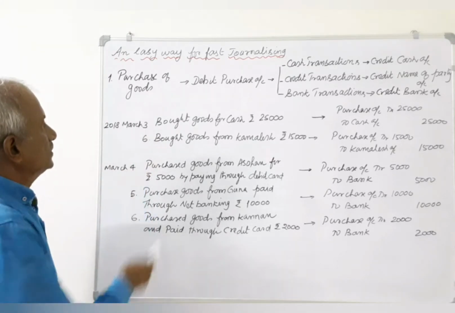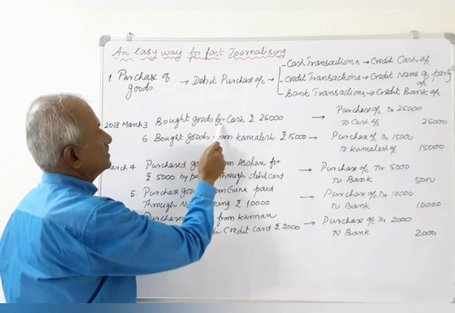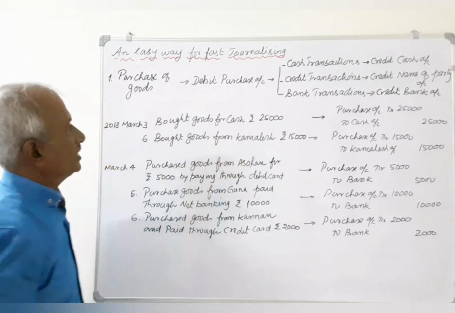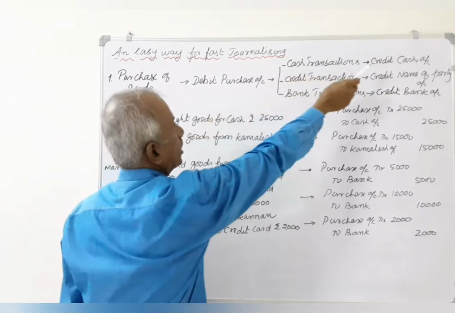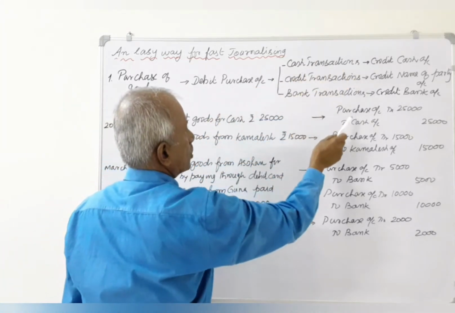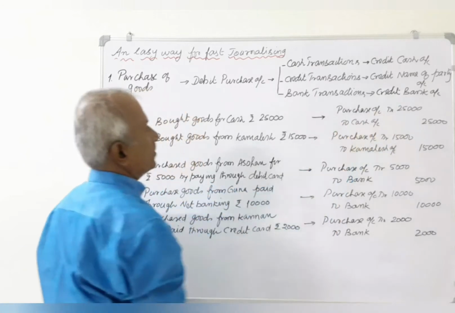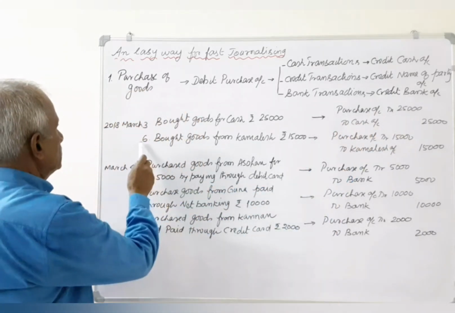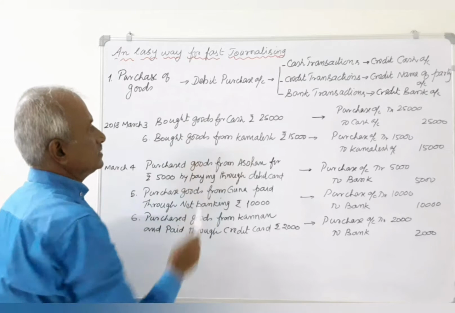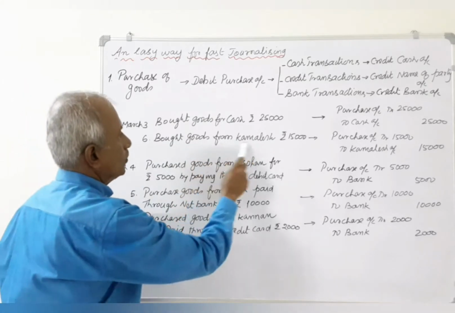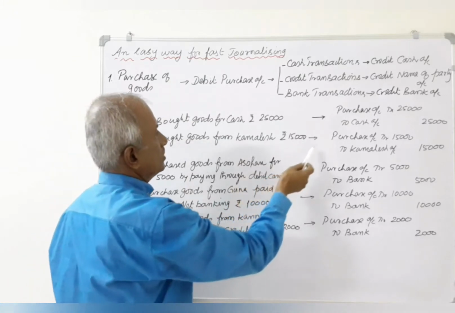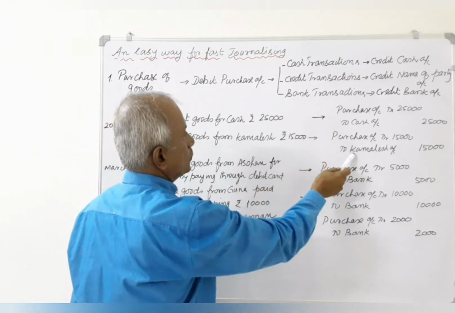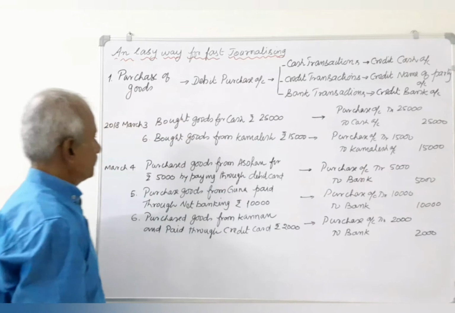2018 March 3rd, bought goods for cash. You are given the word for cash, so it is a cash transaction. So the journal is purchase account debtor to cash. Purchase account debtor to cash 25,000, 25,000. 6th, bought goods from Kamalesh 15,000. You are given the name of the party, so it is a credit transaction. So purchase account debtor to Kamalesh 15,000.